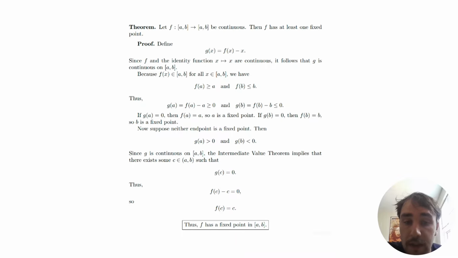So this means since g of a is greater than 0 and g of b is less than 0, there must be some c where g of c equals 0 on the interval [a, b]. Thus, there's some c where f of c minus c equals 0, and so f of c then has to equal c. And thus, f has a fixed point in [a, b]. And everything in this proof is true. So this is a trustworthy proof that you would be able to use to solve it.